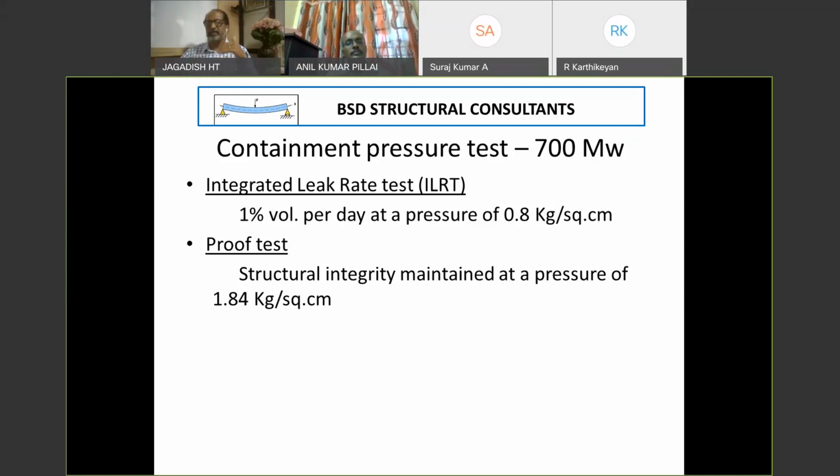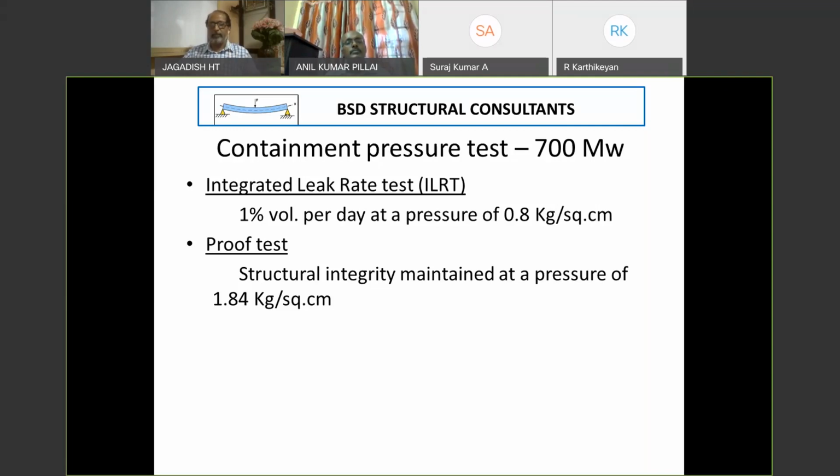Basically, this test is done once before commissioning and every 5 years after commissioning to ensure that the integrated leak rate of the containment is maintained. The next is a proof test. Proof test is more of what we do in any building, testing of a building. So it's nothing but whether structural integrity is maintained or not. This is what we need to find out.